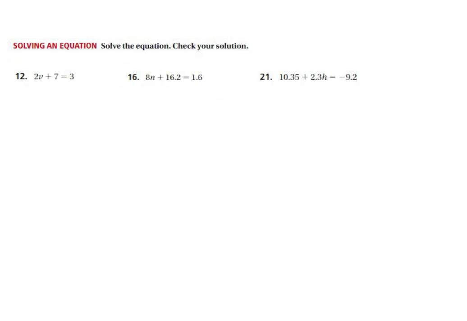For numbers 12 through 21, solve the equation and check your solution. So starting with number 12, we'll take away 7 from both sides. 7 minus 7 is nothing, so we're left with 2v. And 3 minus 7 is negative 4. So divide both sides by 2. 2 over 2 is 1. So we have just 1v. And then negative 4 divided by 2 is negative 2.